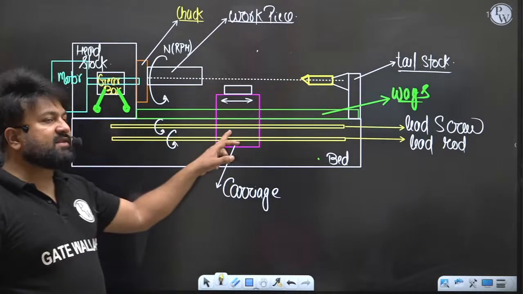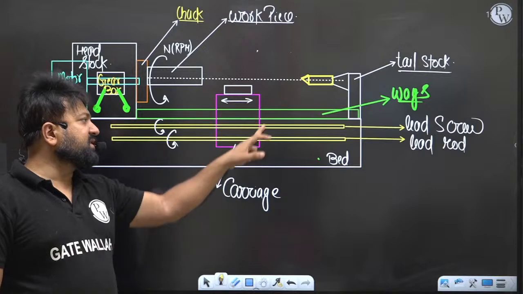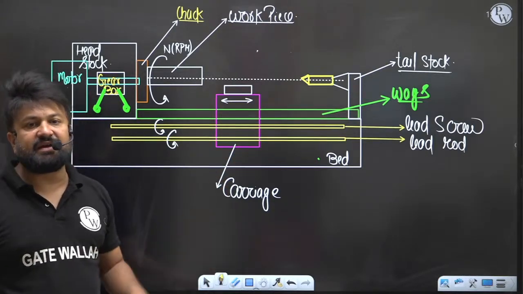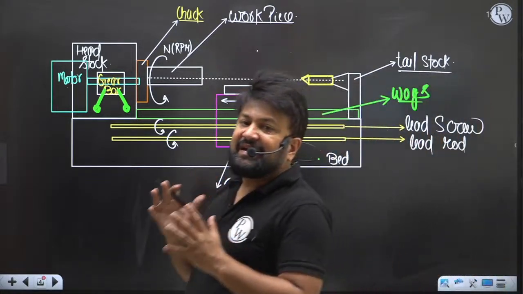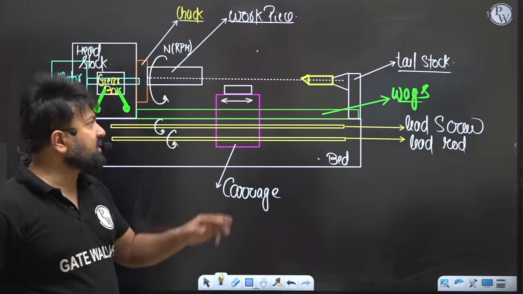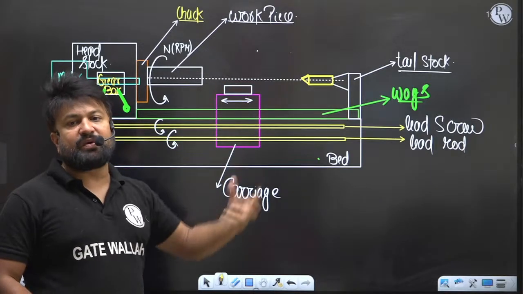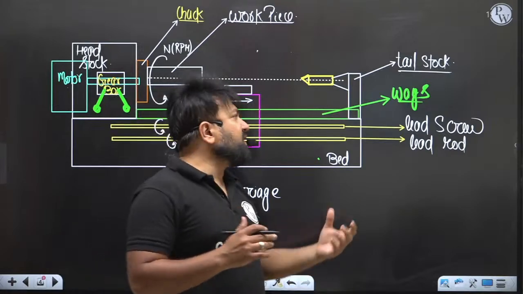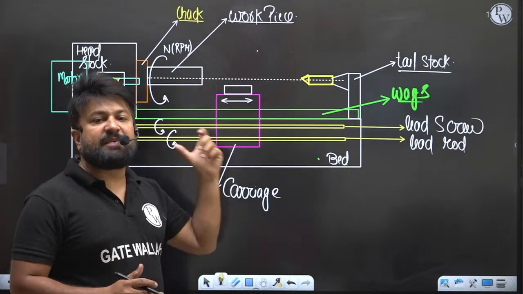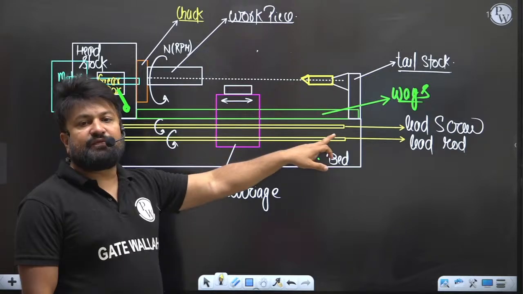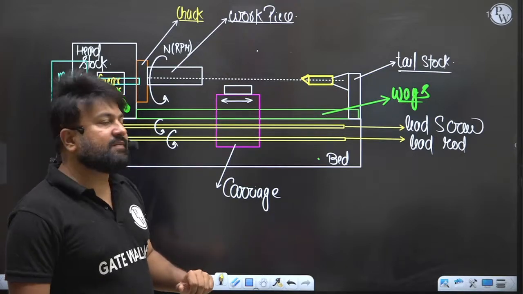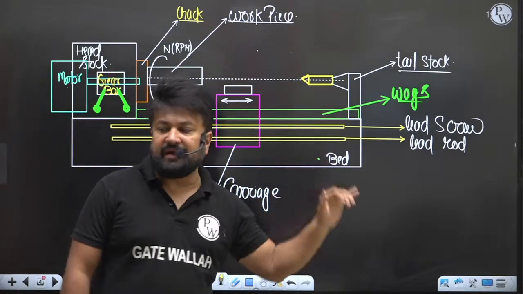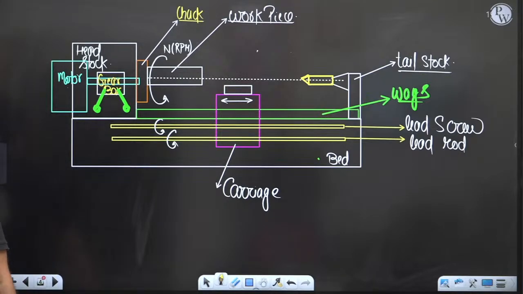Right. And carriage is what? This part, this pink color portion is known as the carriage. This part of the lathe carries the cutting tool. This is the tool post where you can mount the cutting tool, and the motion of the carriage is based on the rotation of the lead screw and lead rod. So I hope this point is crystal clear.